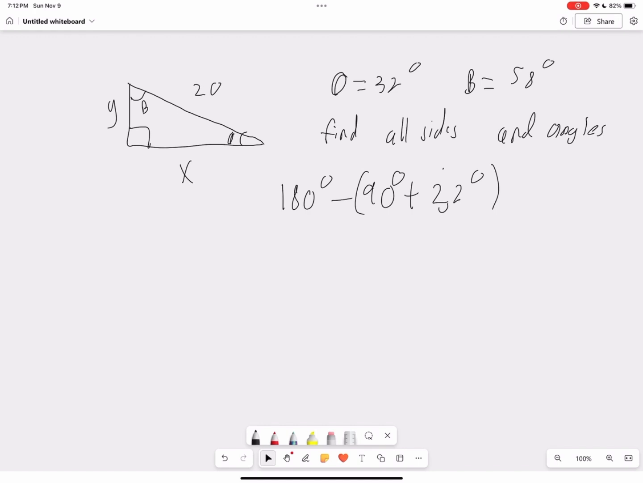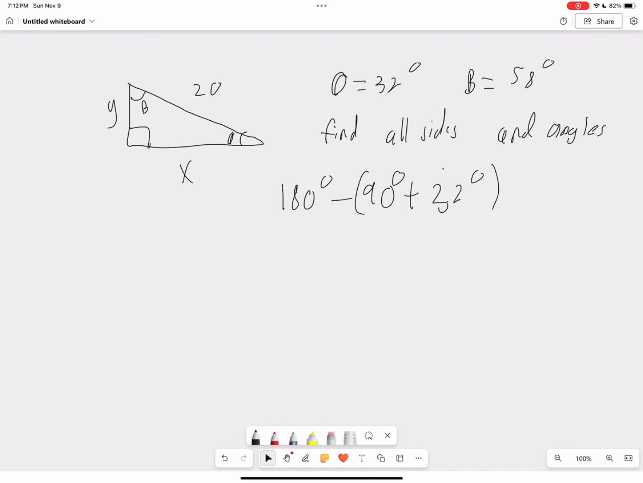Now we have all 3 angles. We always have our 90 degrees in a right triangle at least, we have theta, which was already given, and we have beta. And we can check this because if we add up 58 plus 32, we get 90, so we're correct. That's how you can always check.